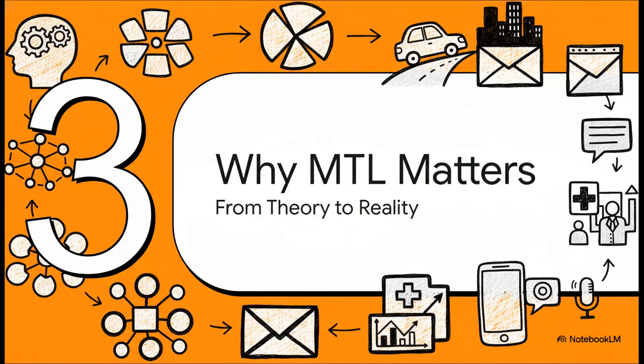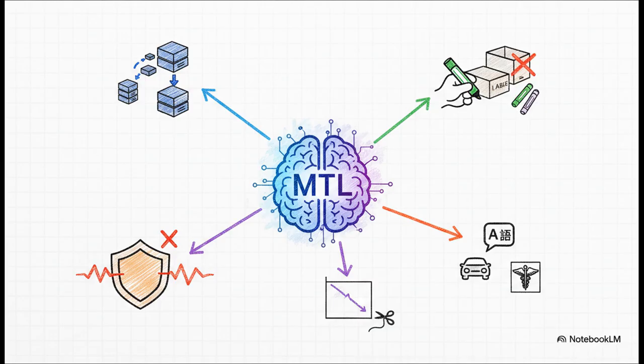Okay, so we've got the definition sorted, but why should you care? Why is this such a big deal? Let's move from the theory to what this actually means in the real world. Right. This is where MTL really becomes a total game changer. It's so powerful, especially when you're in a situation where you just don't have enough data for one of your tasks. The model can actually borrow strength from the other, more data-rich tasks.